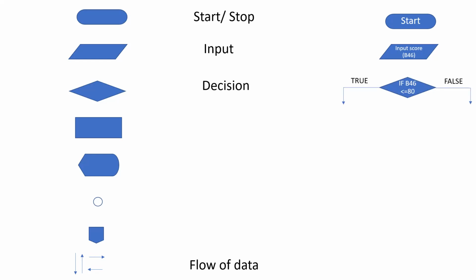The next one, we have the rectangle. Rectangle means process or calculate. Sometimes we need to calculate something inside, like the value if true or value if false. For example, we may say the score is score times 10% or score plus 10%, something like that. We will calculate by using this rectangle.